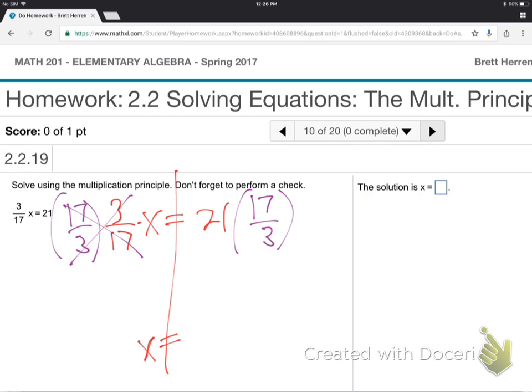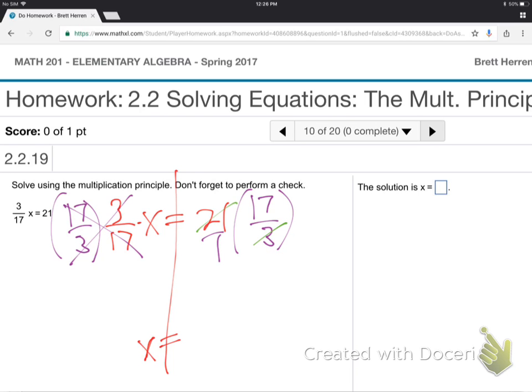Now we have to just work out the right side. How do you work out that right side? What do you do when a whole number, 21, is interacting with a fraction? Yeah, make it look like a fraction to make it easier. And then what can we do now? Well, you can pre-reduce. 3 into 21. Yeah, pre-reduce, cross cancel.